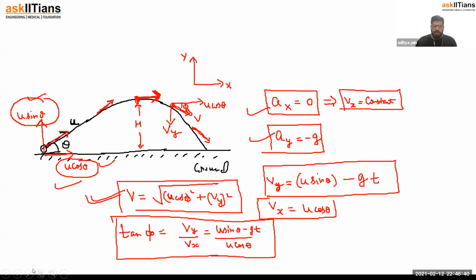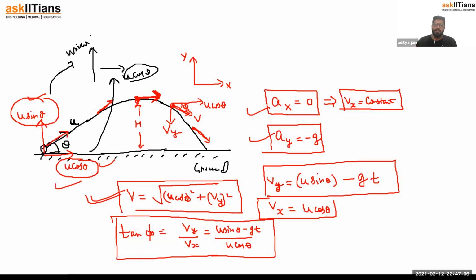So we were basically bifurcating these two things, that one is the vertical component of velocity and one is the horizontal component. So there are basically two motions: one is motion along vertical, one is motion along horizontal. Motion along vertical is governed by the component u sine theta, and motion along horizontal direction will be governed by the component u cos theta.